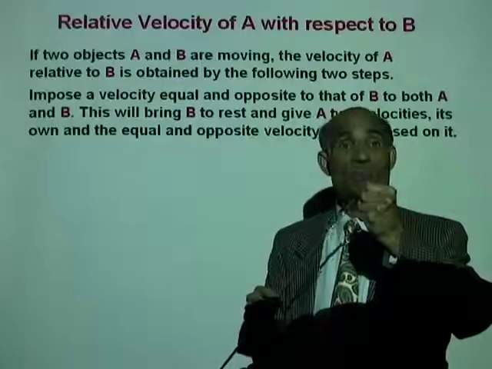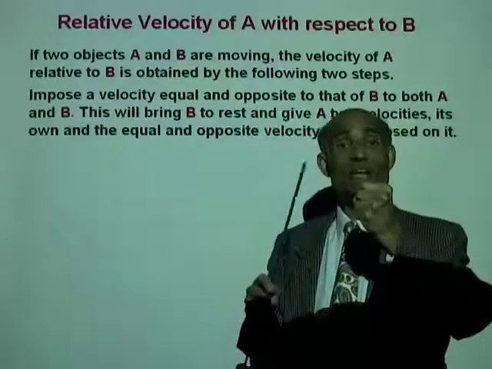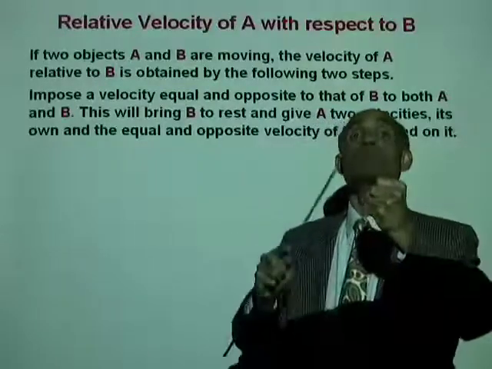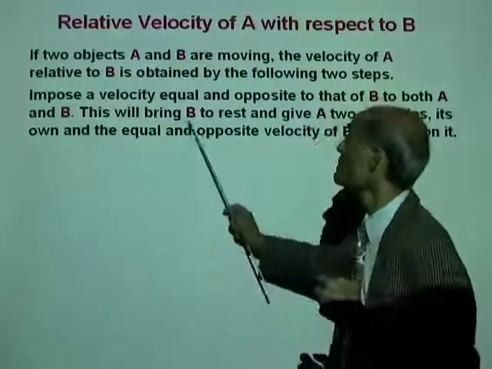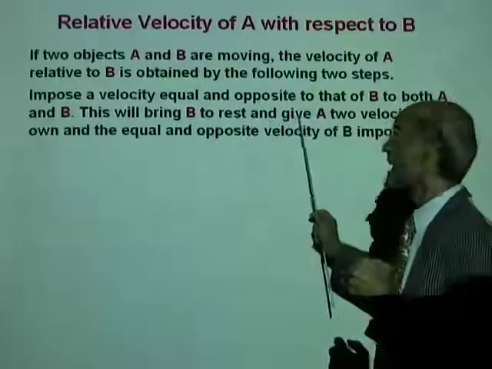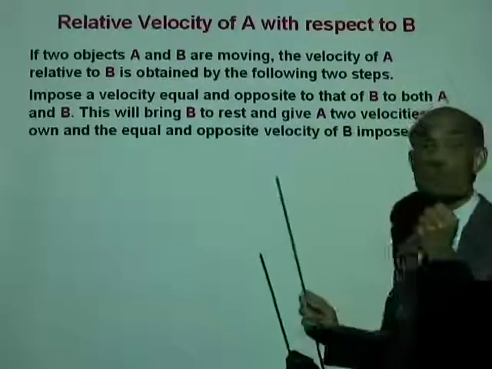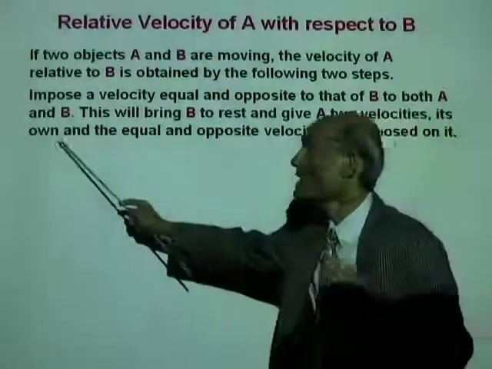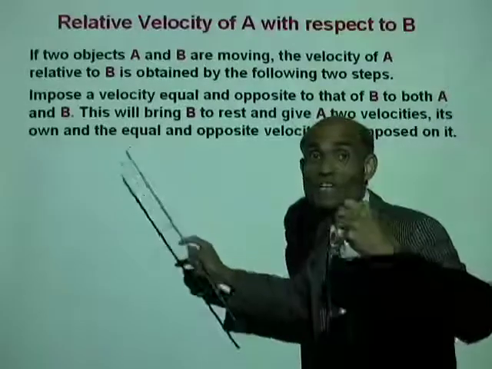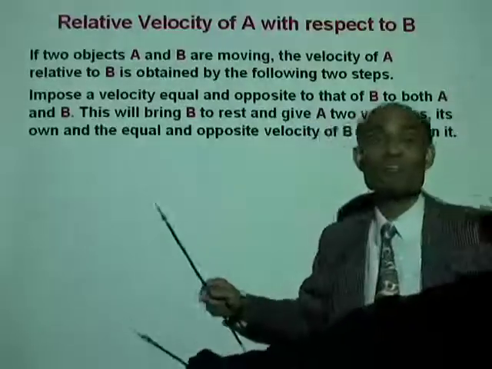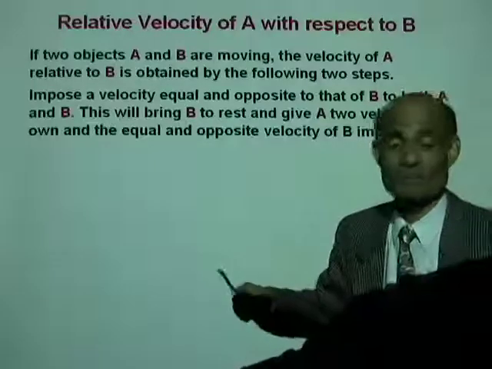So impose a velocity equal and opposite to that of B to both A and B. This will bring B to rest and give A two velocities: one its own velocity and the other the equal and opposite velocity that you imposed on it.